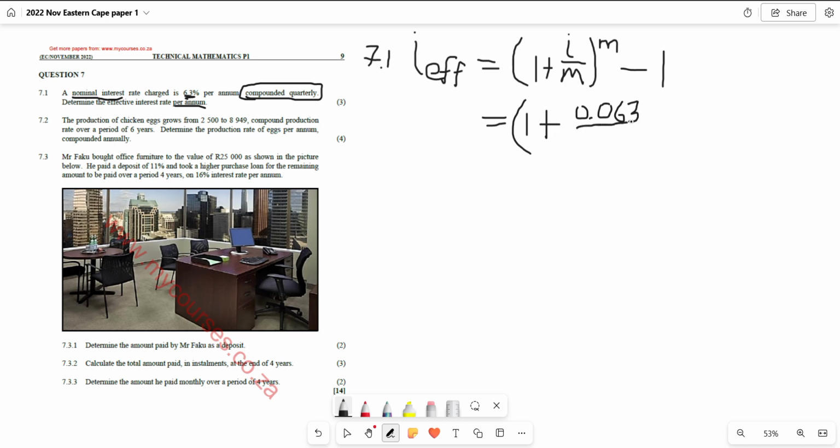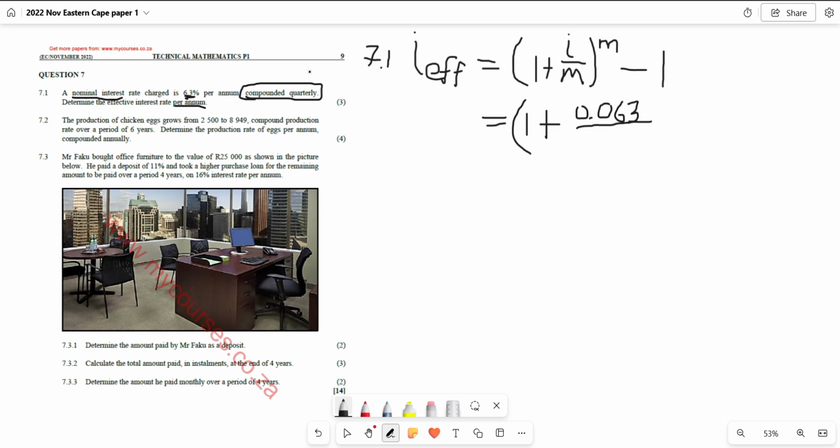Then everything divided by M. What is M? It is the compounding period. What is our compounding period? Here it says compounded quarterly. Remember the word quarter means 3 months. Then the question will be, how many 3 months do we have in 1 year? We know in a year we have four 3-month periods, which are our quarters.